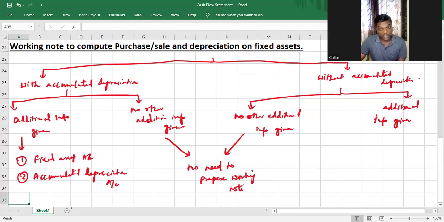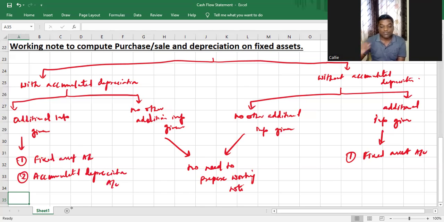When we are doing the questions without accumulated depreciation, if no additional information is given, you need not prepare any working note. We can directly compute the required numbers from the question itself. But if some additional information like depreciation charge, assets purchased, or assets sold is given, then we'll have to prepare the working note. The working note that we need to prepare is the fixed asset account. Fixed asset means whatever account: if it is machinery, then machinery account; if it's building, then building account, likewise.